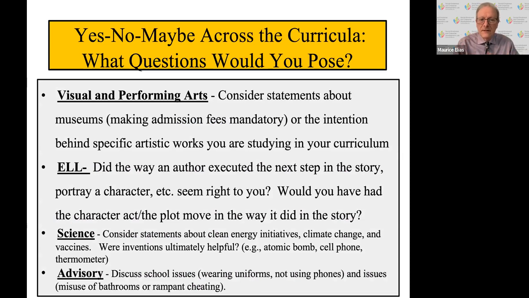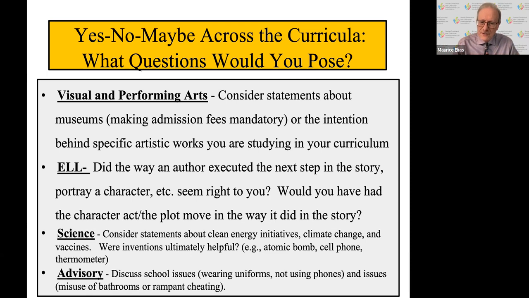Look in your curriculum, visual and performing arts. Consider statements about museums. Consider statements about the intent behind specific artistic work, where you ask the kids to think about why do you think the author, the artist, created this?